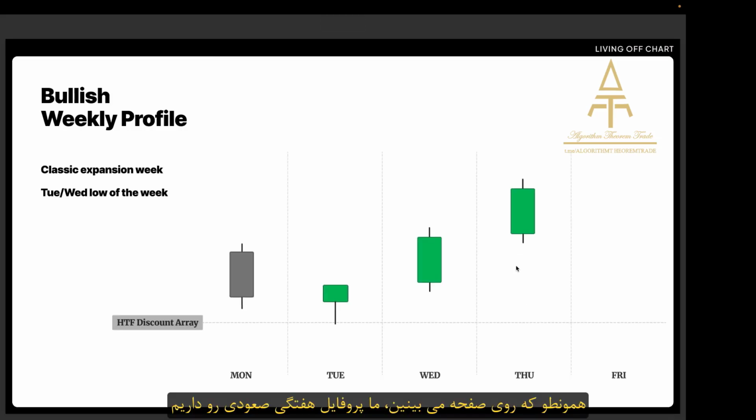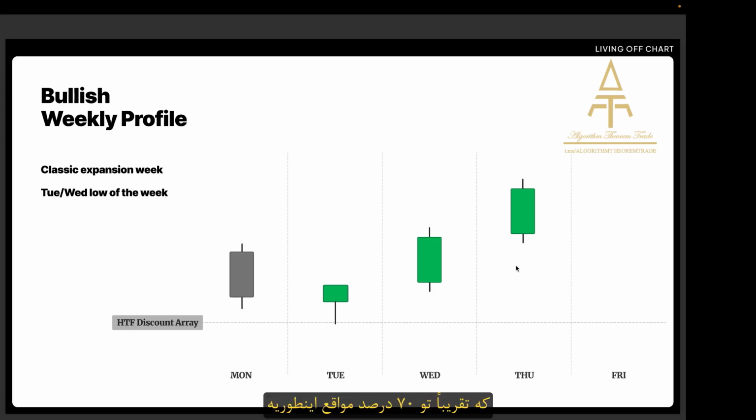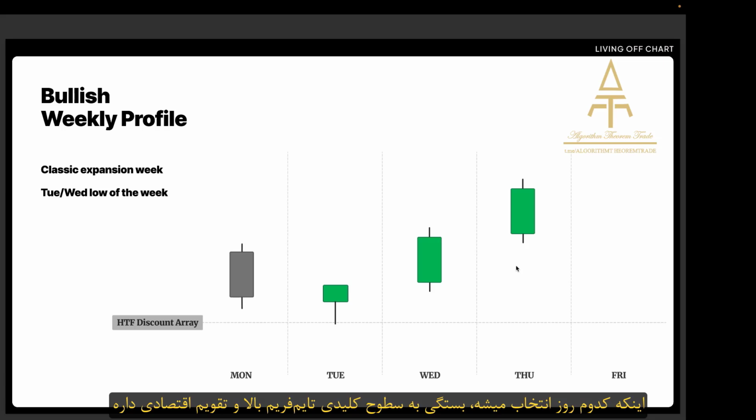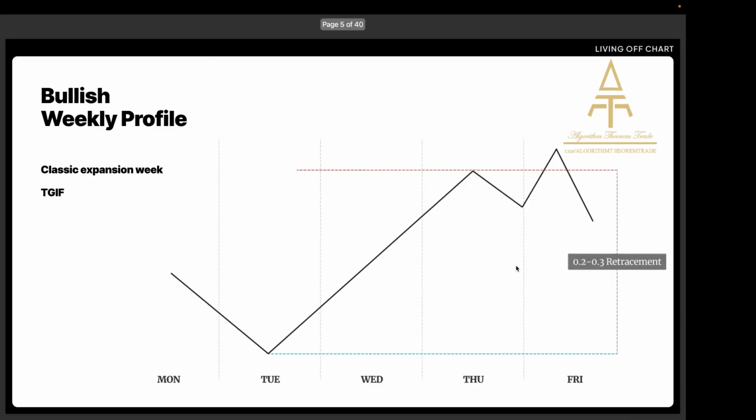Now, as you can see on your screen right here, we've got the bullish weekly profile. When we're bullish, we're going to anticipate the high or low of the week to form in the first 3 trading days, Monday, Tuesday, or Wednesday. This is going to occur 70% of the time. What we're going to focus on is a Tuesday and/or Wednesday low of the week. How we come to which one it will be depends on the higher time frame key levels and the economic calendar, because that's the roadmap to the one shot, one kill.